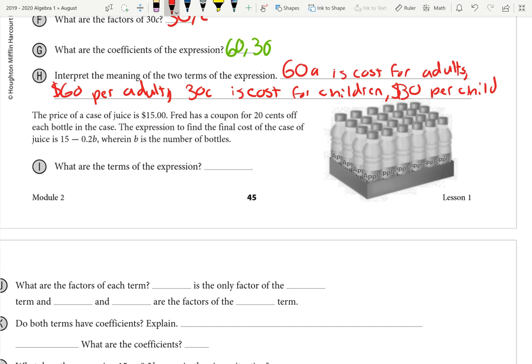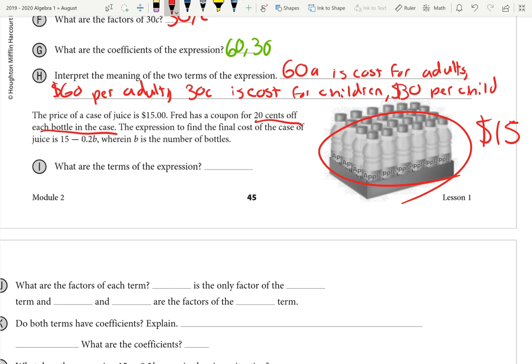So, one case of juice, boom, $15, okay? Now, we have 20 cents off for each bottle in the case. Now, just because the case is $15 doesn't mean it's 15 bottles. Let's keep that in mind. That case could have 20 bottles, could have 30 bottles, whatever. We just know the entire case is $15. But we do get 20 cents off of each bottle, however many bottles there are. We don't really know how many bottles there are. We just know that there's a certain amount, there's a big case of them.